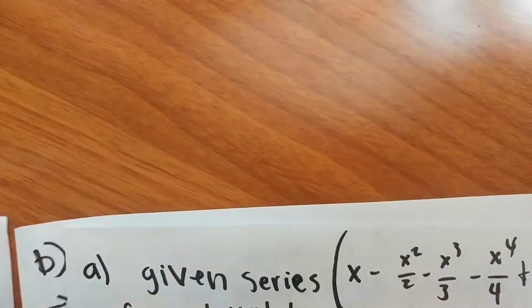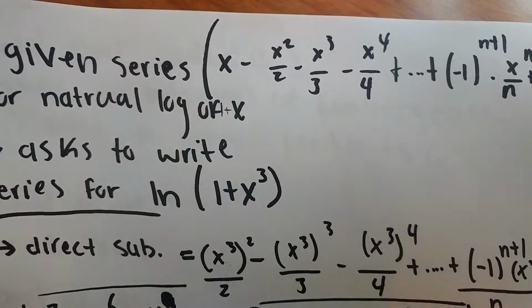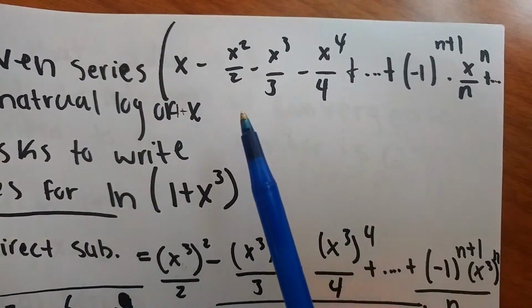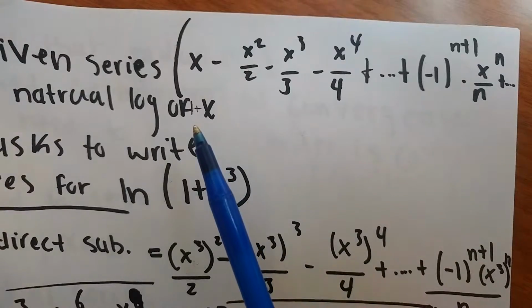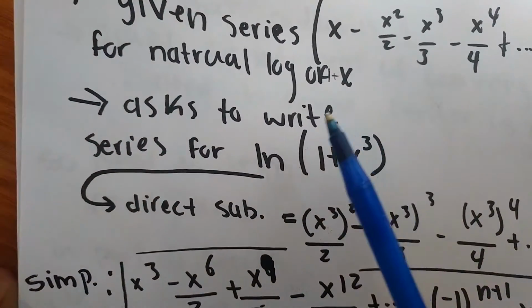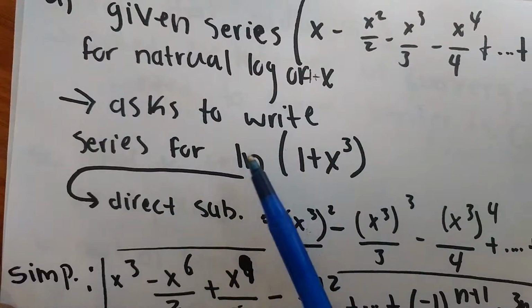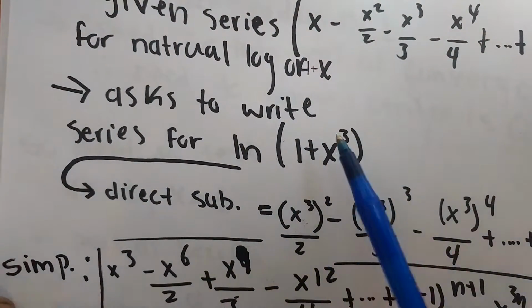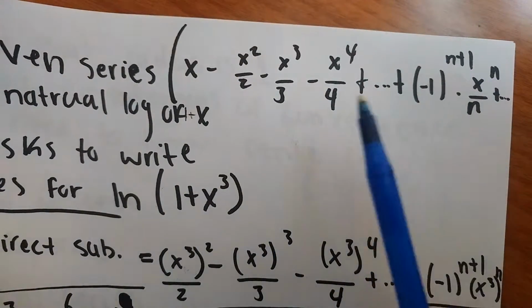In part A, we are given a series, the one that we saw in the equation, which I have right here. This is the series for ln of 1 plus x, and all we're asked to do is write a series for ln of 1 plus x cubed. So all you have to do is take this x cubed and plug it in wherever you see an x in the original series.